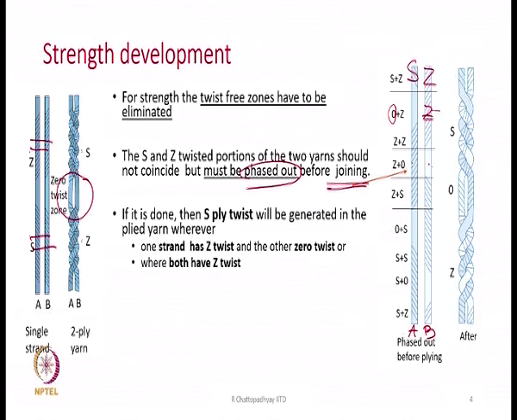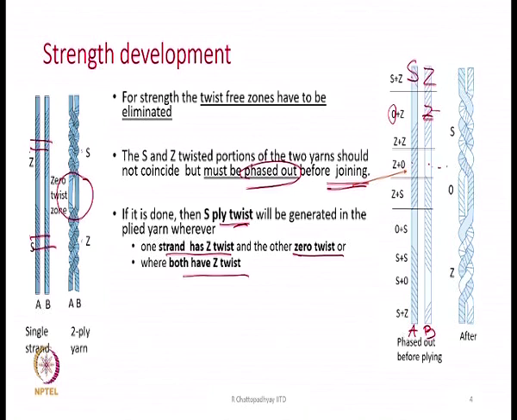This, if we can achieve this, that is, before we allow them to roll over each other, if we can shift the two yarns, we call it phase shift, and then allow them to untwist and roll over each other in order to generate ply twist, then what we will find is that ply twist will be there wherever one strand is having Z twist and the other is having 0 twist, or wherever both of them have Z twist.